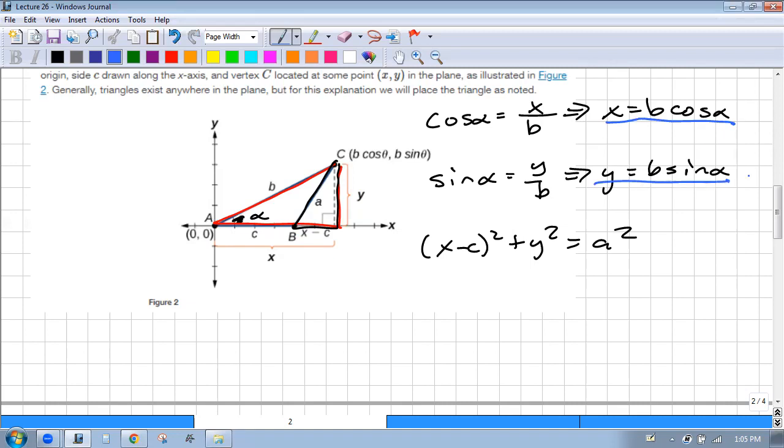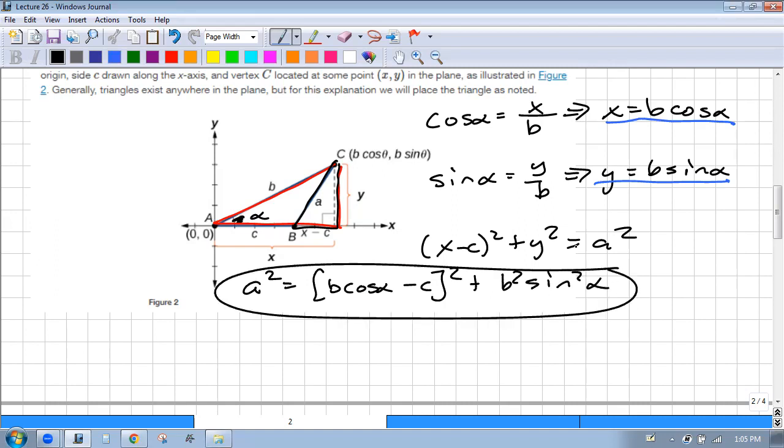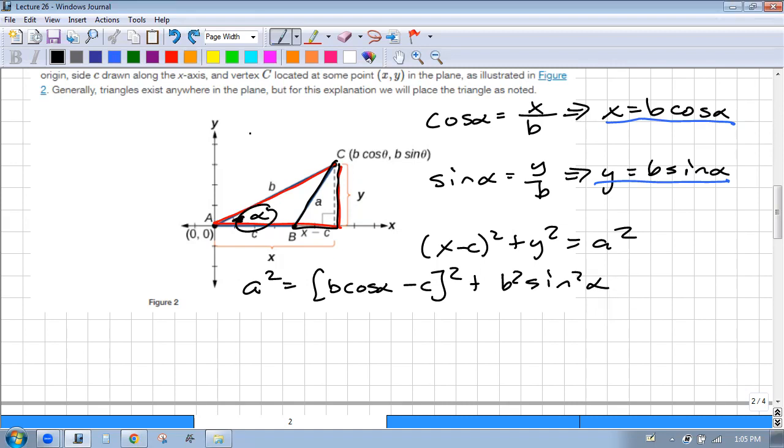alphas, okay? So if we substitute that into the Pythagorean theorem here, we get A squared is, let's see, X is B cosine alpha, and then Y is B sine alpha. All right, now I have a formula that's only referring to an angle in my triangle. This triangle of interest, I'm referring to an angle and its three sides. So this is a good formula. It's only referring to the parts of my triangle, not other extra stuff.